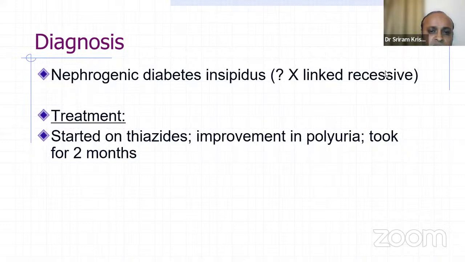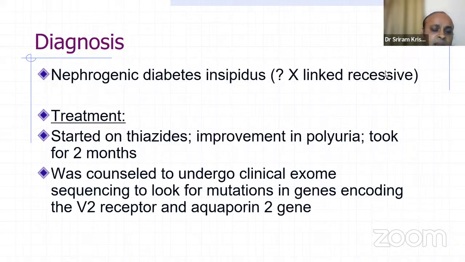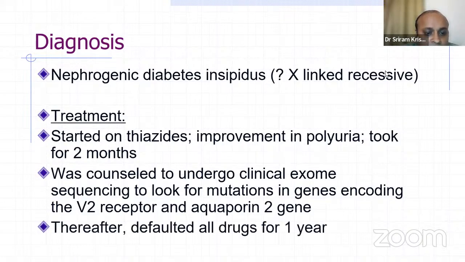It took about 2 months for the polyuria to subside, and we had counseled him to undergo next generation sequencing to look for mutations in the genes coding the V2 receptor and the aquaporin 2 gene, which are actually responsible for nephrogenic diabetes insipidus. But they were not able to do it at that particular point of time.